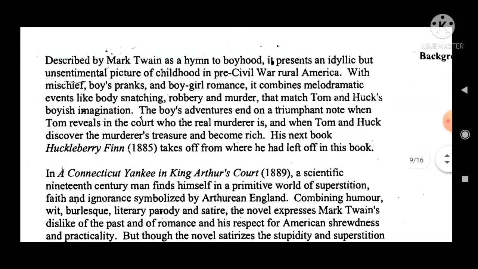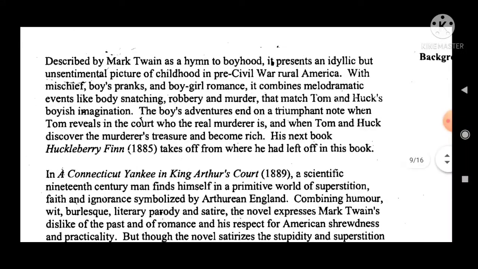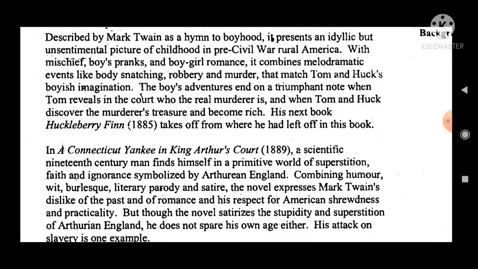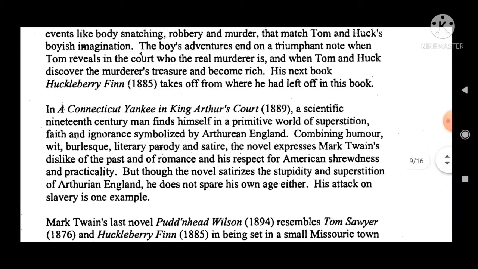Described by Mark Twain as a hymn to boyhood, it presents an idyllic but unsentimental picture of childhood in pre-Civil War rural America. With mischief, boys' pranks, and boy-girl romance, it combines melodramatic events like body snatching, robbery, and murder that match Tom and Huck's boyish imagination. The boys' adventures end on a triumphant note when Tom reveals in the court who the real murderer is, and when Tom and Huck discover the murderer's treasure and become rich.